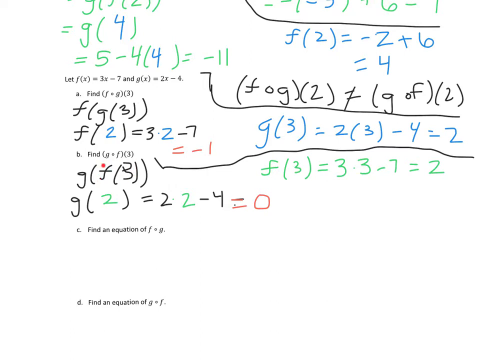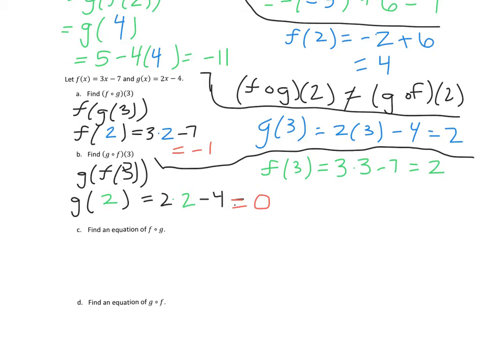Same thing with this next part, g of f of 3. You evaluated f of 3 to be 2. So you plugged in g of 2 and you got 0. And again, we see that we cannot interchange f and g, because f of g of 3 is negative 1, and g of f of 3 is 0.